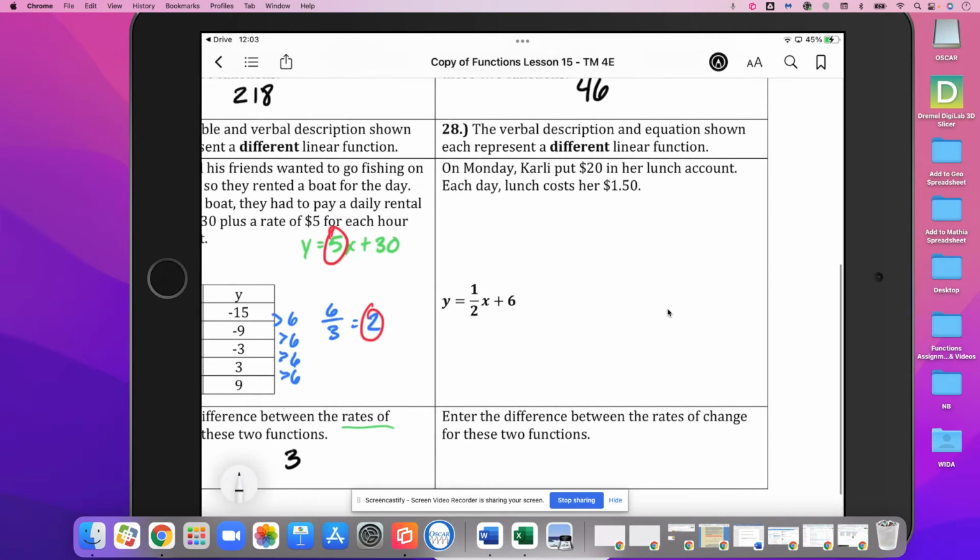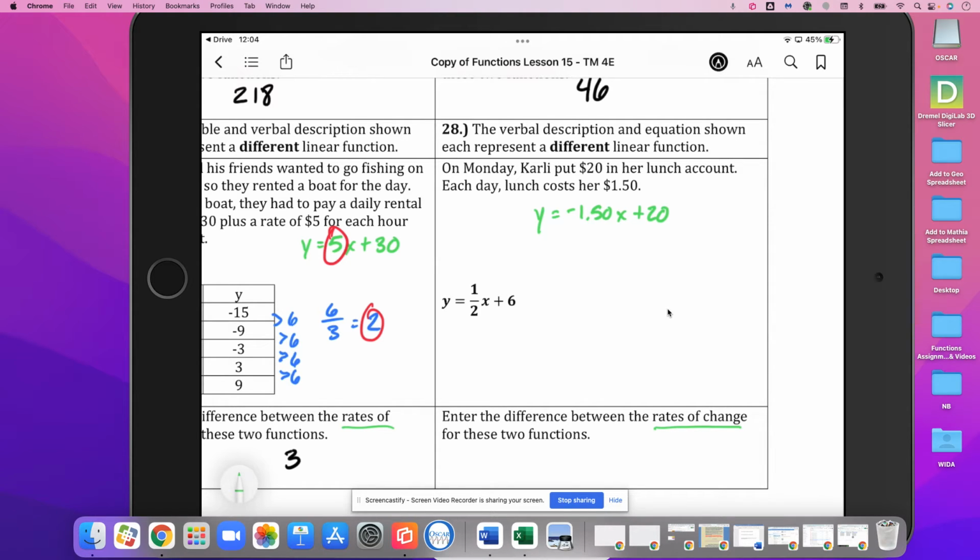So number 28, on Monday, Carly put $20 in her lunch account, and each day lunch costs her $1.50. So she started with 20 bucks in there, and it's going down by $1.50 each day because she's taking money out to pay for lunch. So the account looks like this: y equals negative 1.50x plus 20. Again, because the initial value of the account is 20 bucks, and she's taking out $1.50 every day. And we're supposed to do the difference in the rate of change.